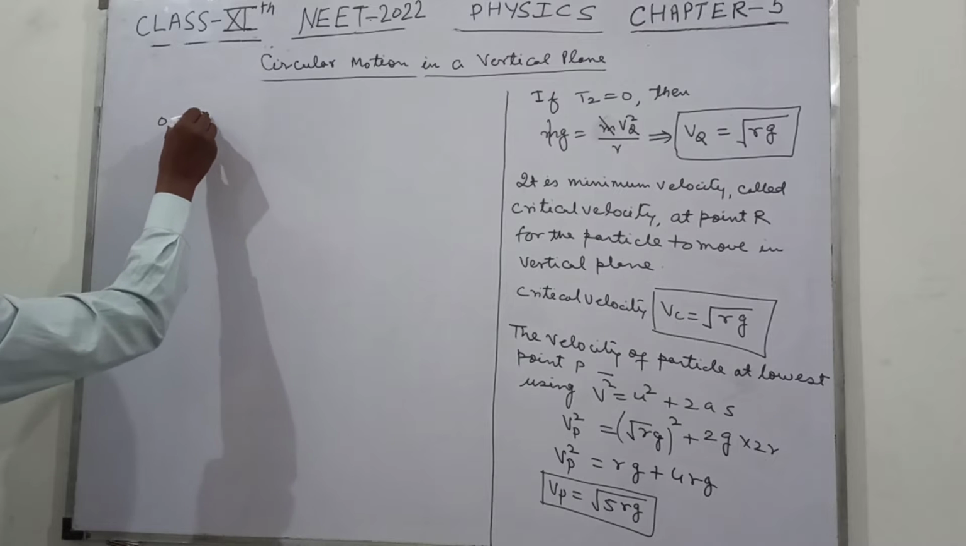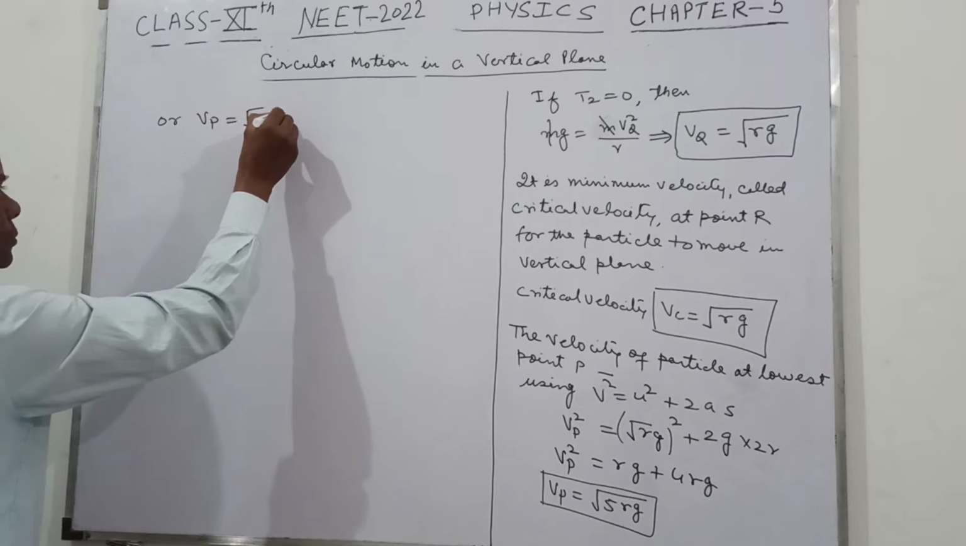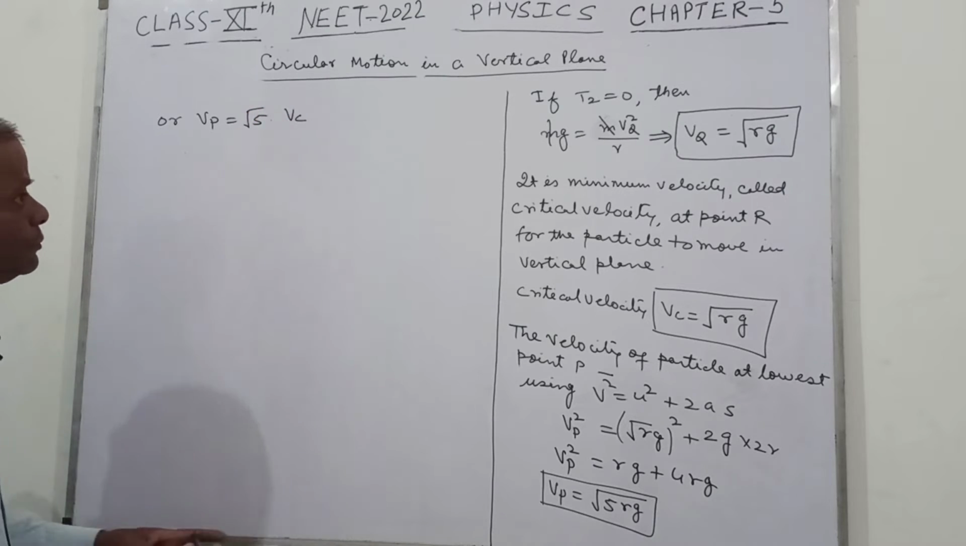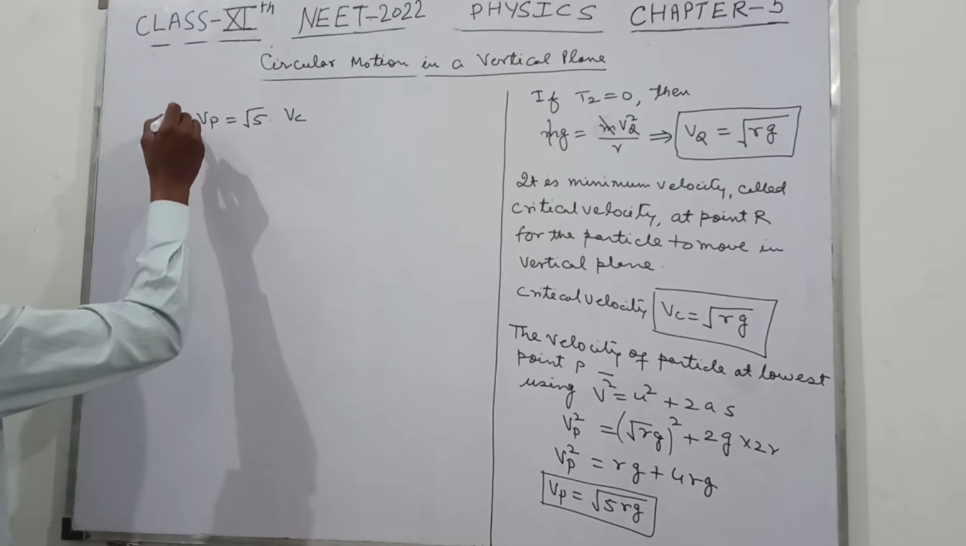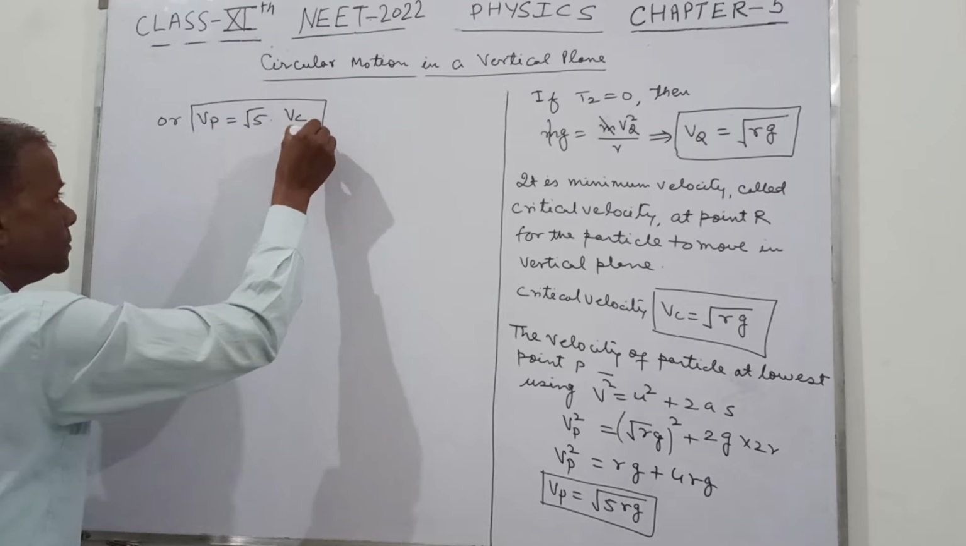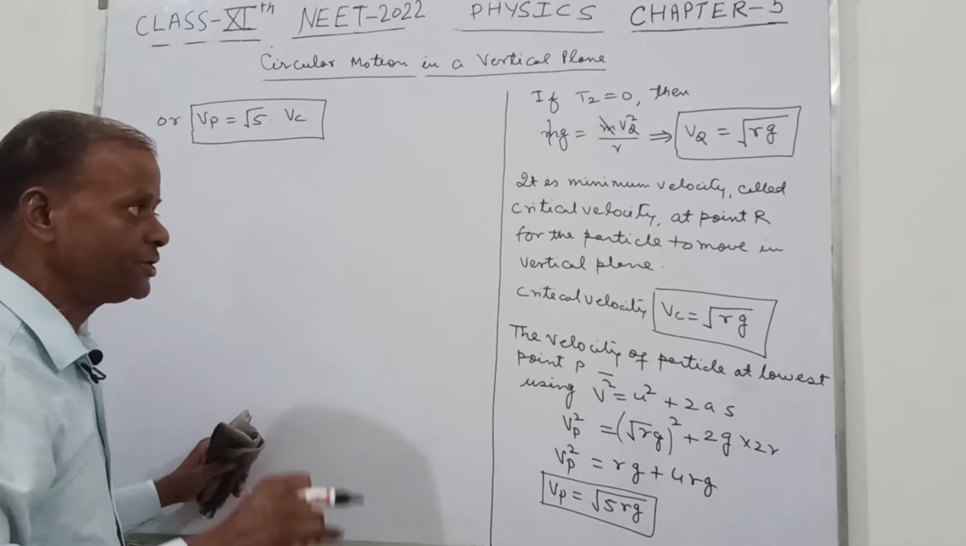Or VB equal to square root of 5 into VC, square root of 5 VC, this critical velocity. This is so much. Then what is the tension at the lowest point? That is T1.